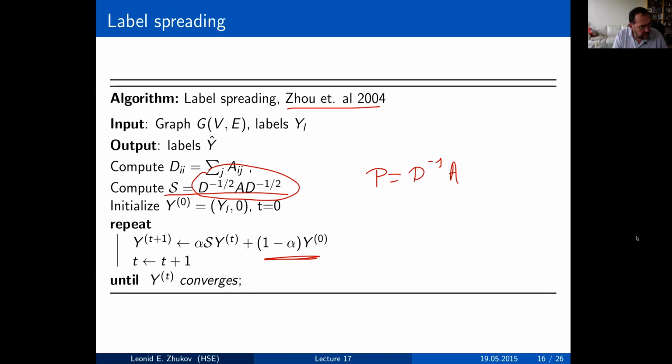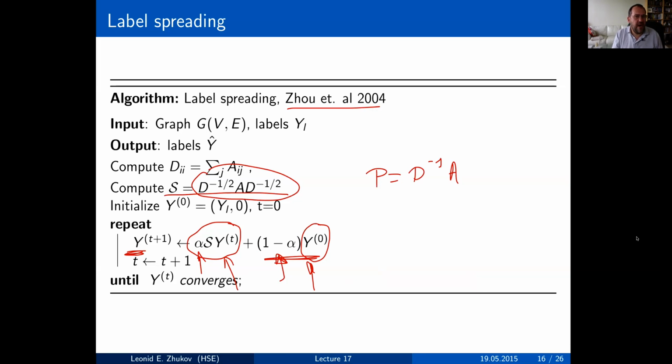And they also do the following. On each iteration, they do this random walk step with probability alpha. But with probability 1 minus alpha, there is a jump back to the initial labels. So the labeling becomes a mix of the labeling due to the random walk and the original labeling all the time.